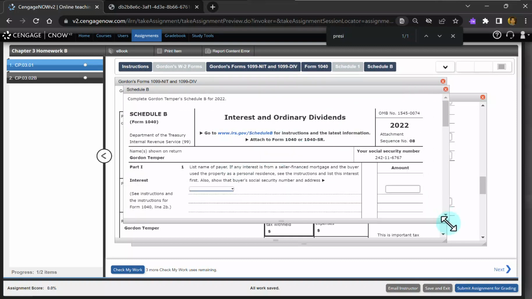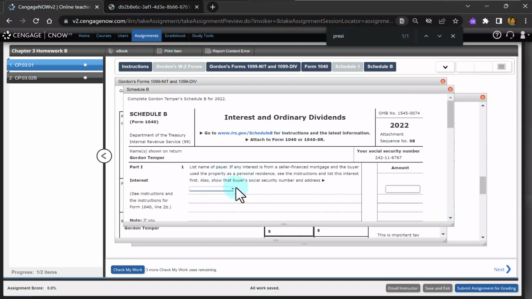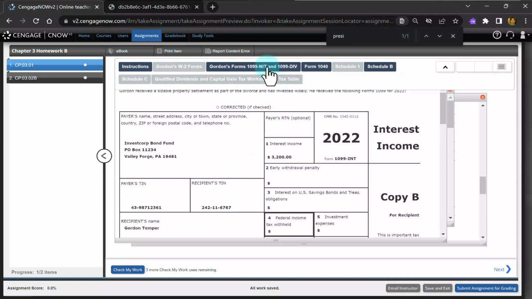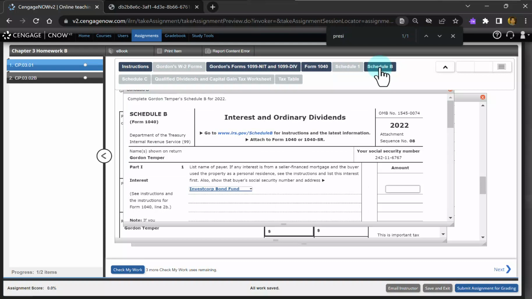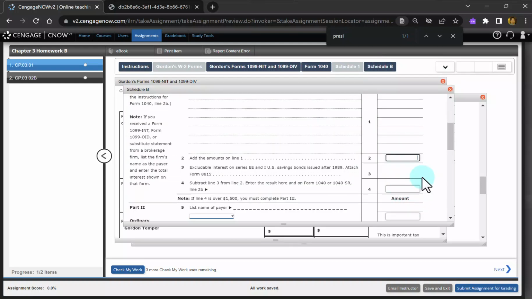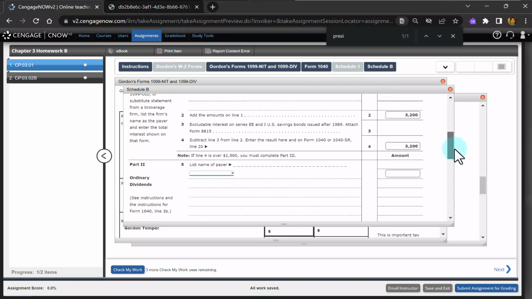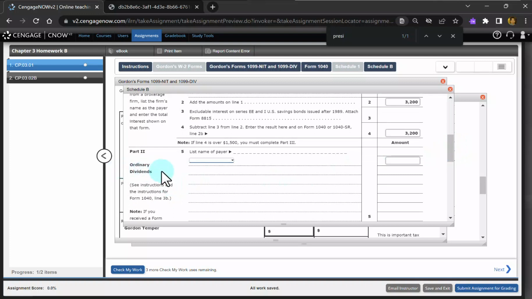Here's Schedule B in Part 1. The name is Investment Corp Bond Fund, and the amount is 3,200. And let's subtotal that. I'm just using the tab key to move to the next field to fill in, yeah? 3,200 subtotal. And then we need to work on the dividends, which is reported on the 1099 DIV.